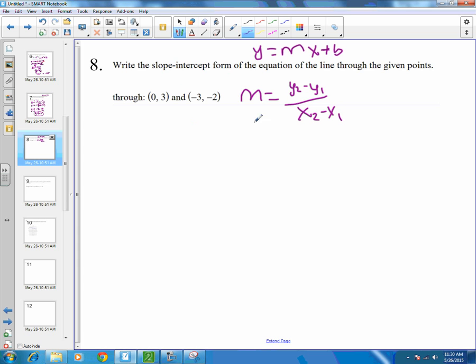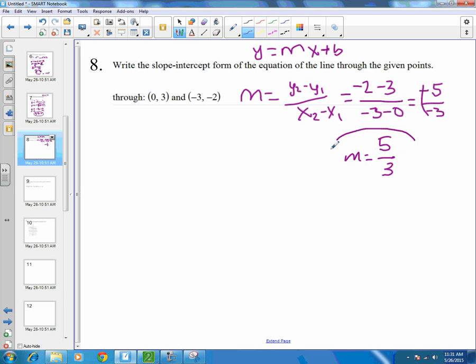So our y2's are -2, and then we're going to subtract 3 over our x's, which is -3 minus 0. So -2 minus 3 is -5. -3 minus 0 is -3. So our negatives cancel out, so it gives us a slope of 5/3.